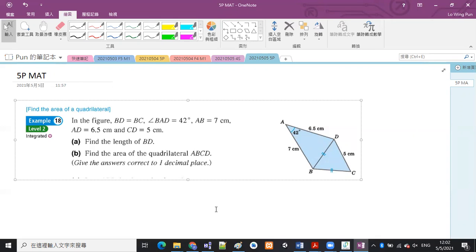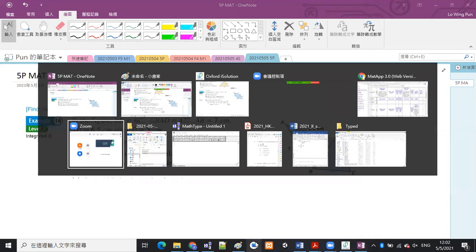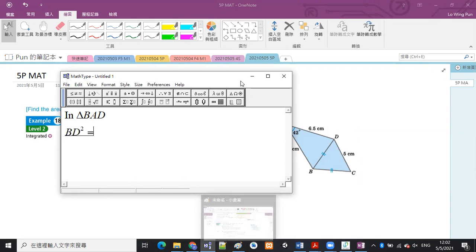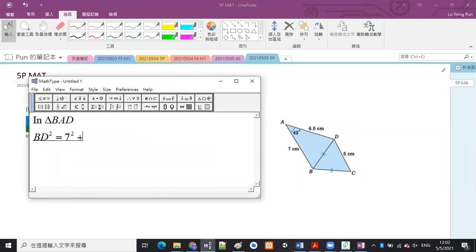So in triangle BAD, we are going to use cosine formula to find the length. We are going to put the length on the left hand side. C square is equal to A square plus B square, so that is 7 square plus 6.5 square minus 2AB, that is 2 times 7 times 6.5 times cosine angle C, that is 42 degrees.